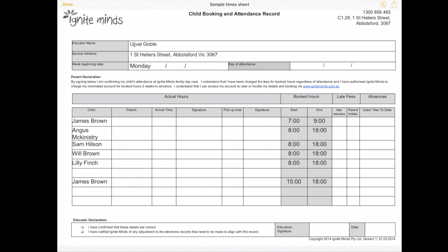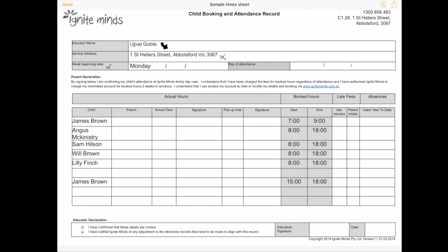So today I want to talk to you about how to correctly fill out a timesheet. The first thing you need to do is make sure that your name is correct up here. The second thing you want to be doing is making sure that your service address is correct here. You don't want to have any changes. It's really important that the timesheet is an accurate record of attendance in the appropriate service address, which has been approved by Ignite Minds.